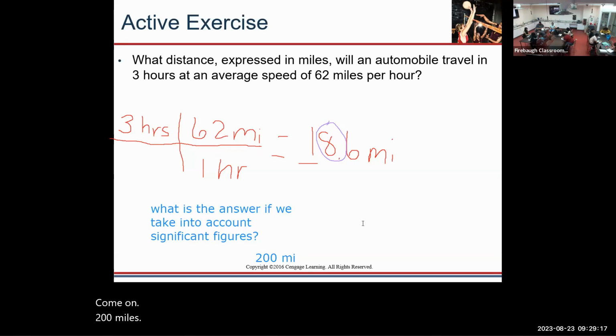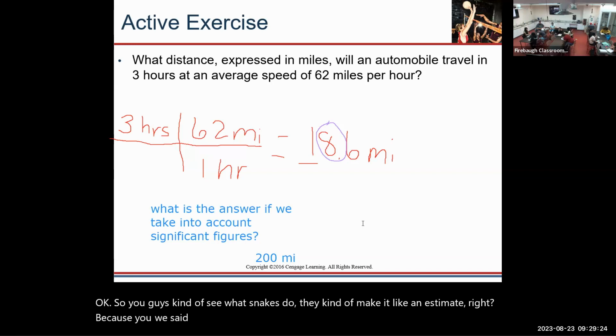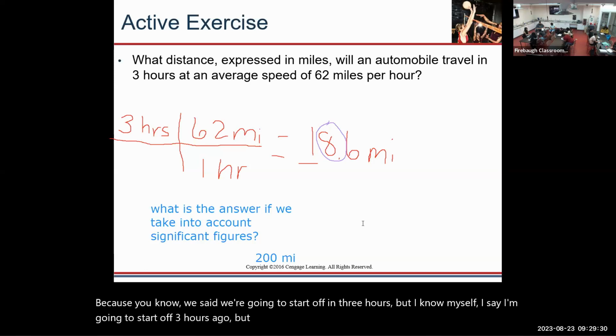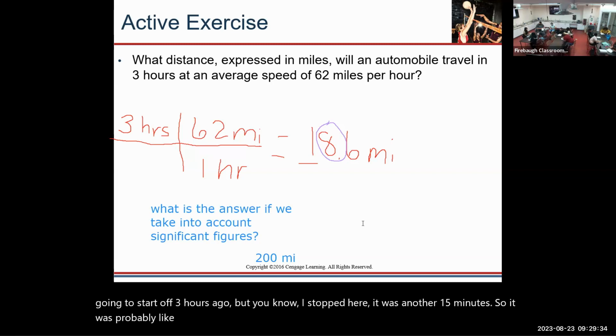Okay, so you guys kind of see what sig figs do. They kind of make it like an estimate, right? Because we said we're going to start off in 3 hours, but I know myself, I say I'm going to start off 3 hours ago, but I stopped here, it was another 15 minutes, it was probably like an hour and 20 minutes before it actually took me, but I tell everybody, oh, it just took me 3 hours. Okay?